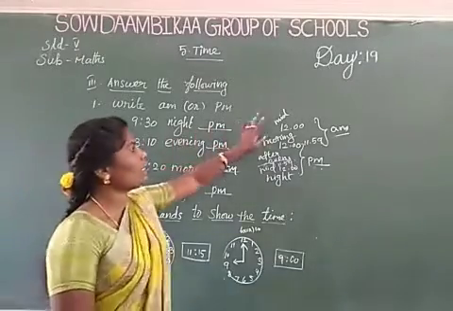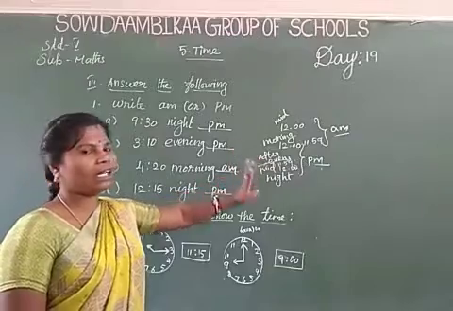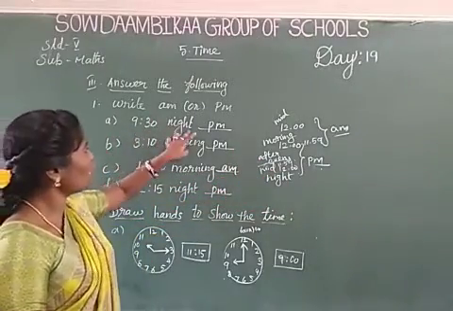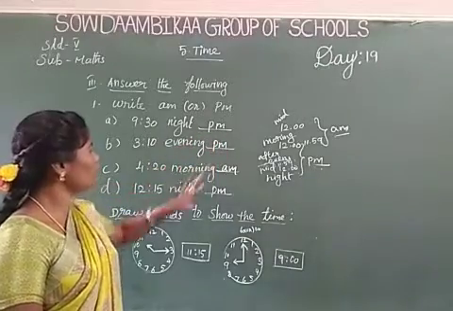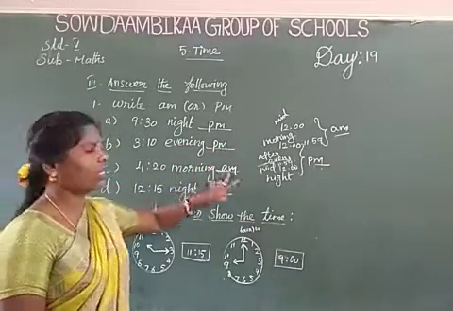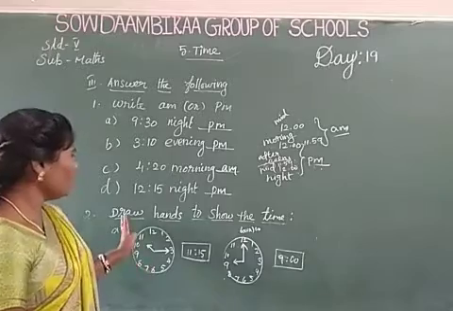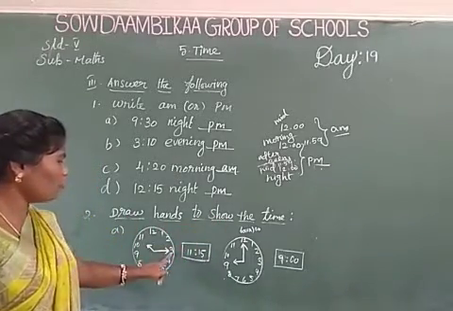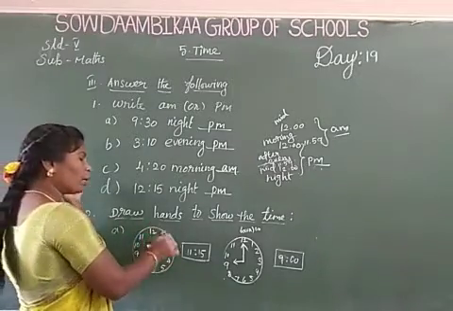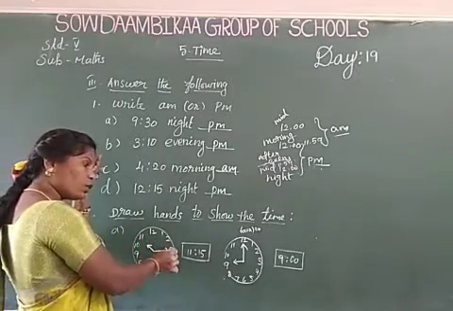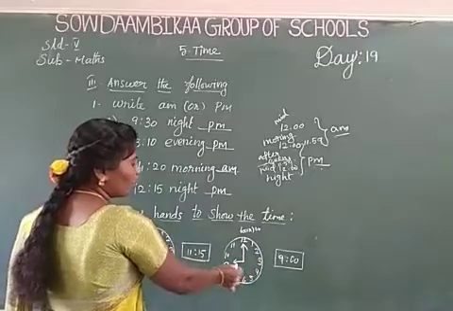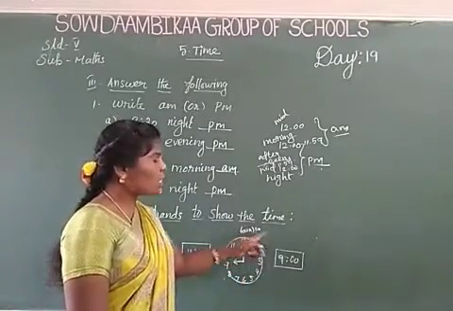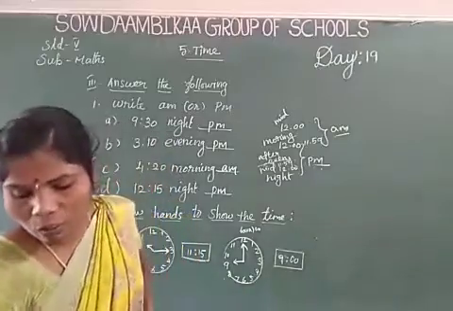Morning is fully AM; afternoon, evening, night are fully PM. So 9:30 night PM, evening PM, night PM, morning only AM. Then draw hands to show the time. 11:15: each one is 5 minutes, 10 minutes, 15 minutes. Next, 9 o'clock. The small hand shows the 9 hours and the minutes are 0. Okay, the worksheet is over.